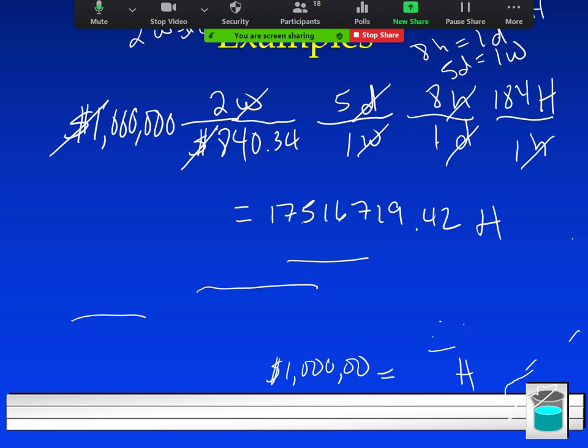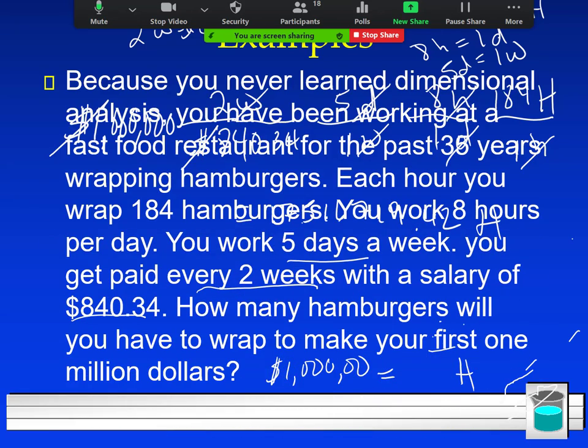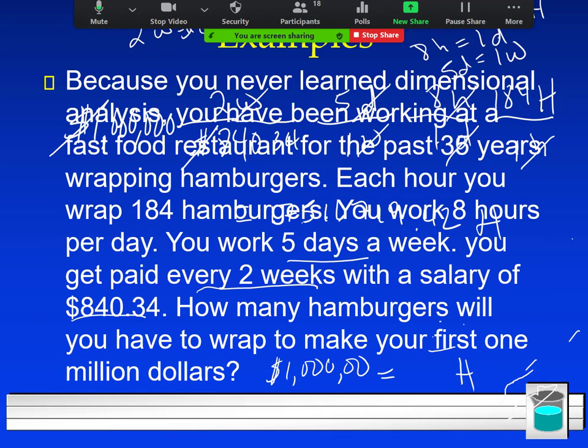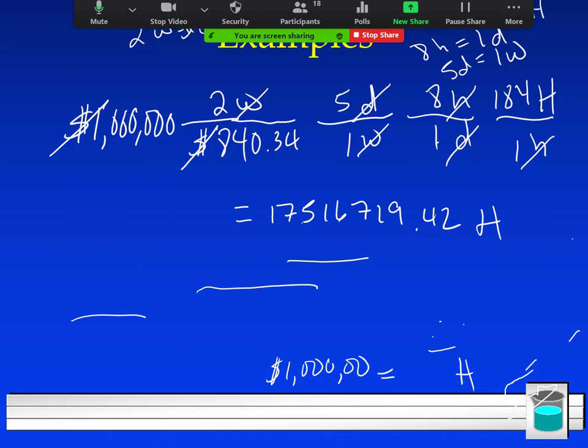Okay, so I've got a lot of hamburgers to make, but how many of them do I actually get to write down? So I've got to figure out the number of sig figs in each of these conversion factors. $1 million. How many sig figs in $1 million? Well, the question was, how many hamburgers until you make $1 million? So that $1 million is a definition. So it is unlimited.